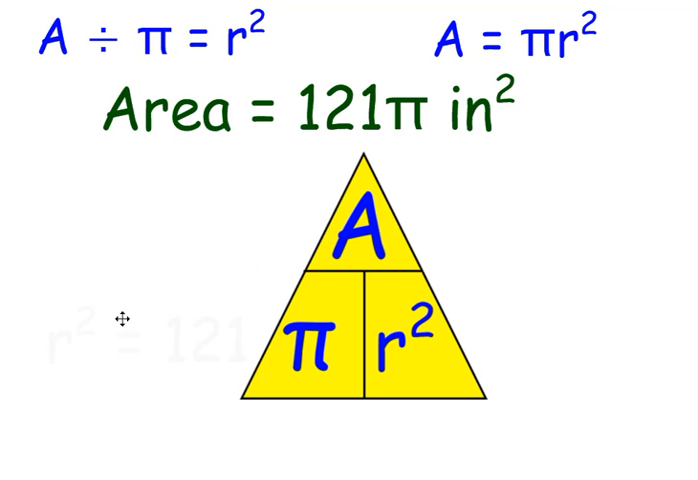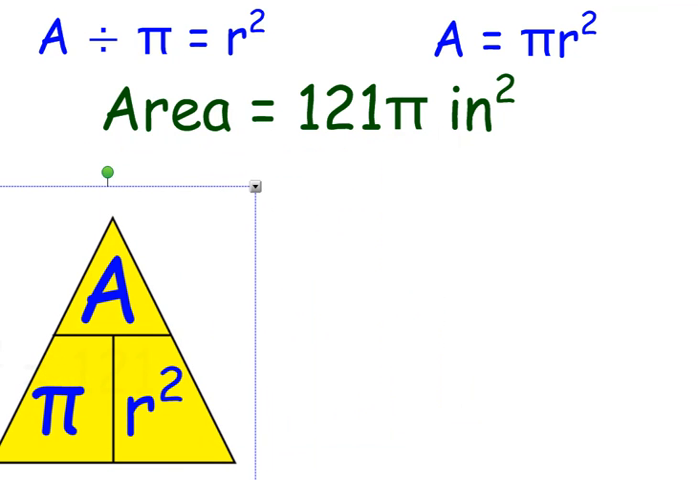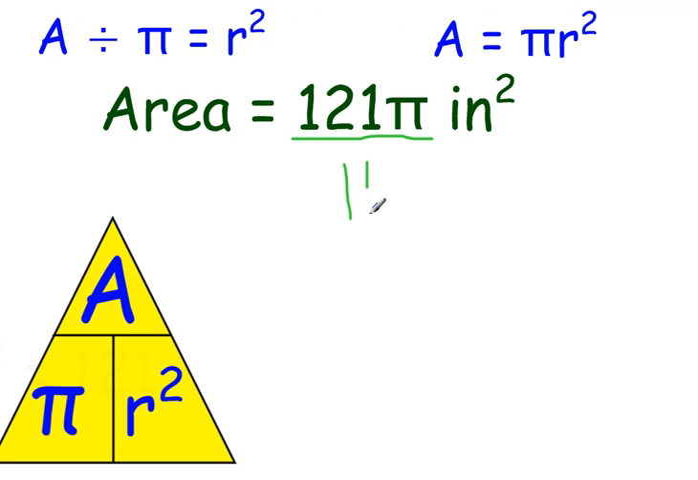The other way is you can actually do some work here to find that. This guy's got to come over. We can take 121 pi inches squared and divide by pi. Once again, the pi's cancel out, and you'll see we're just left with 121. So either way you do it, just looking at what you're multiplying by pi, or actually dividing 121 pi by pi, you're left with 121.